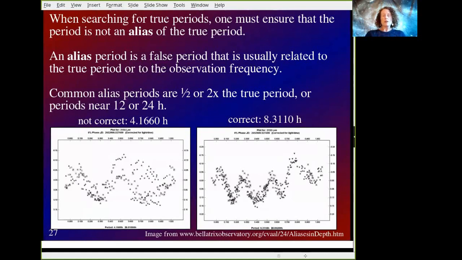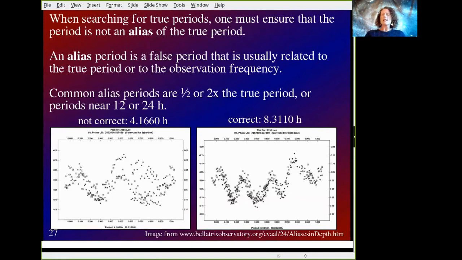When searching for true periods, and this goes for any of the period determination methods that we've talked about, one must ensure that the period is not an alias of the true period. An alias period is a false period that is usually related to the true period or to the observation frequency. Common alias periods are a half or two times the true period, or periods near 12 or 24 hours. This is very similar to what I was just talking about with the pseudo power spectrum for the Lomb-Scargle periodogram, which can show you frequencies that have power that aren't actually the true period. You will see alias periods with many different period determination methods. I show an example of that on the bottom.